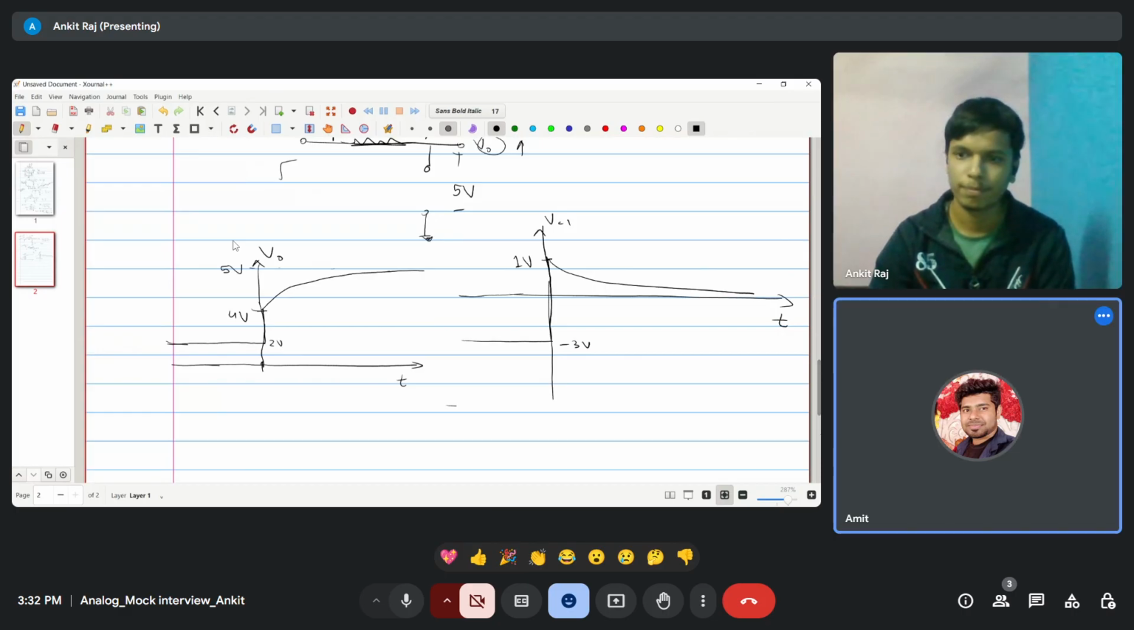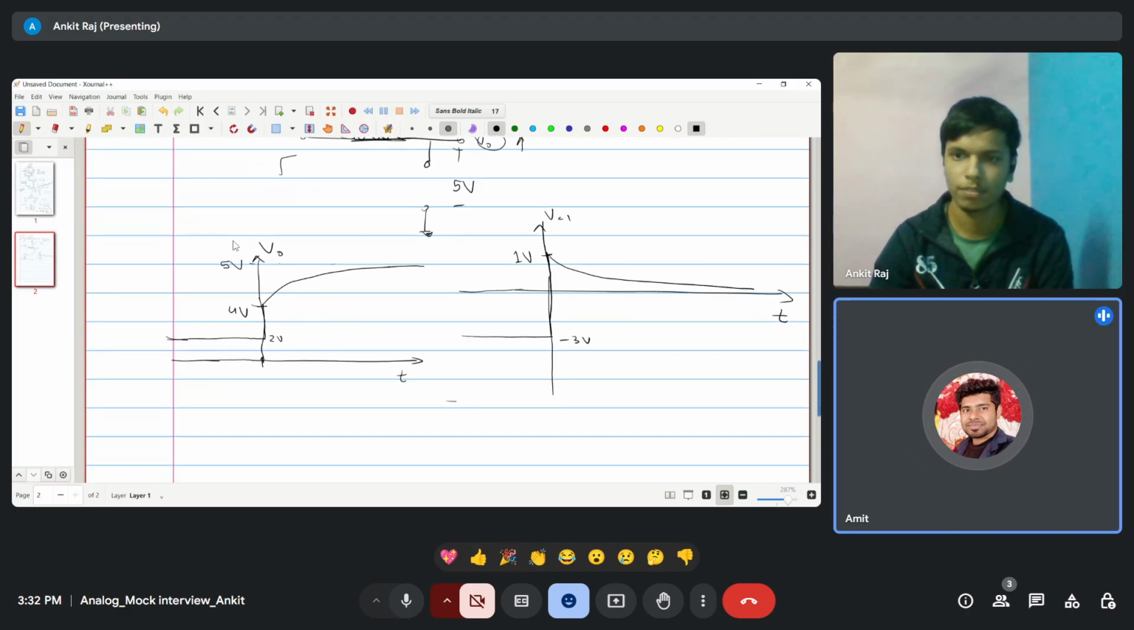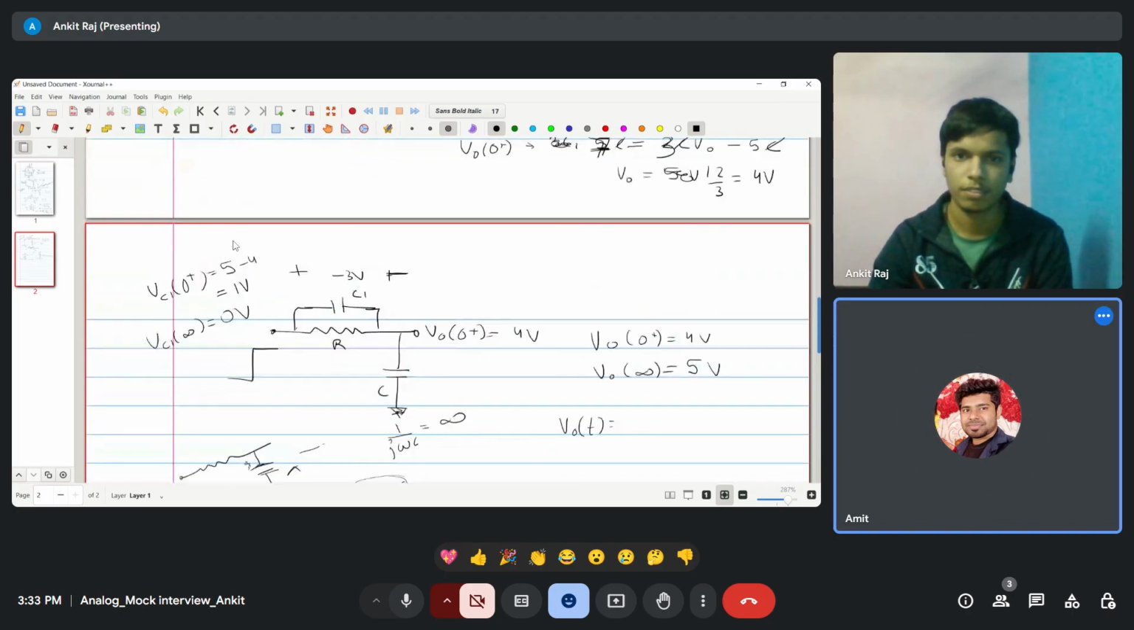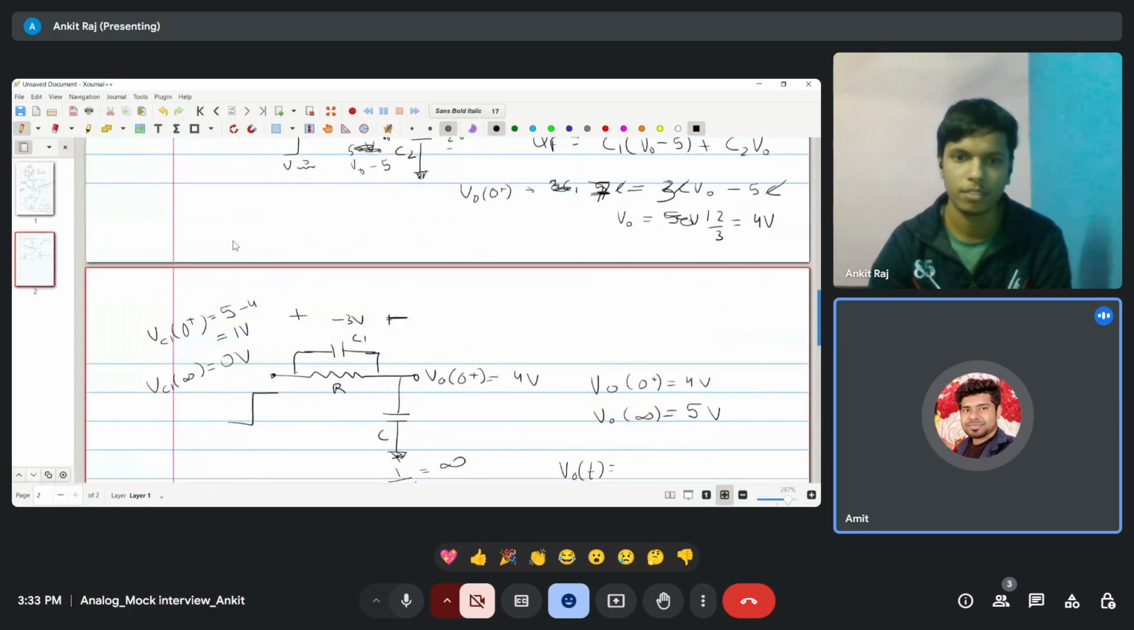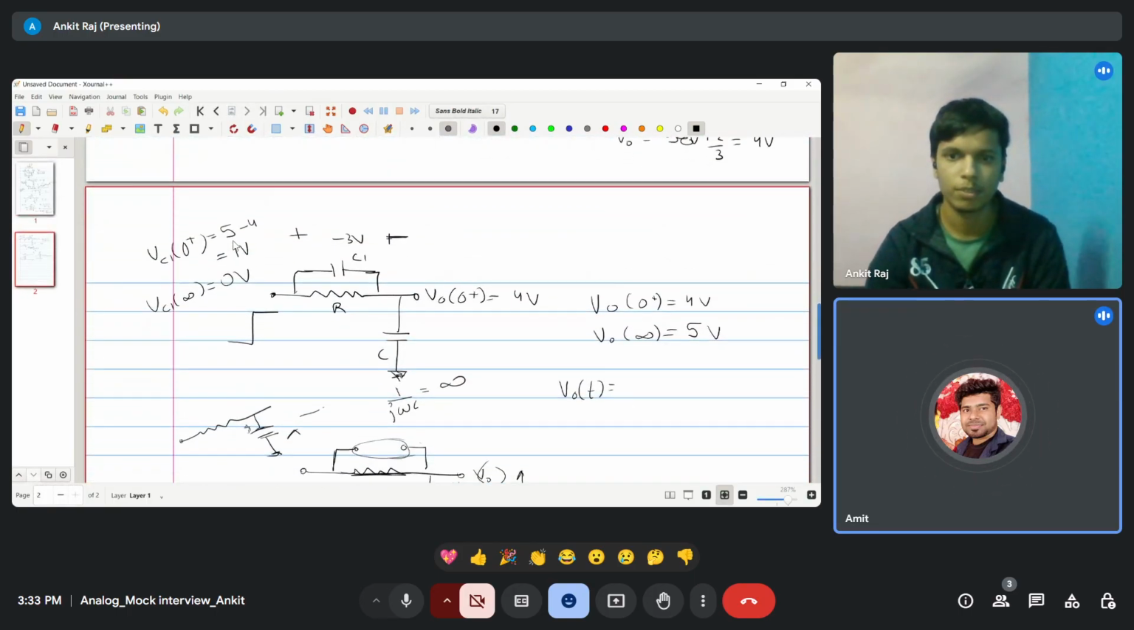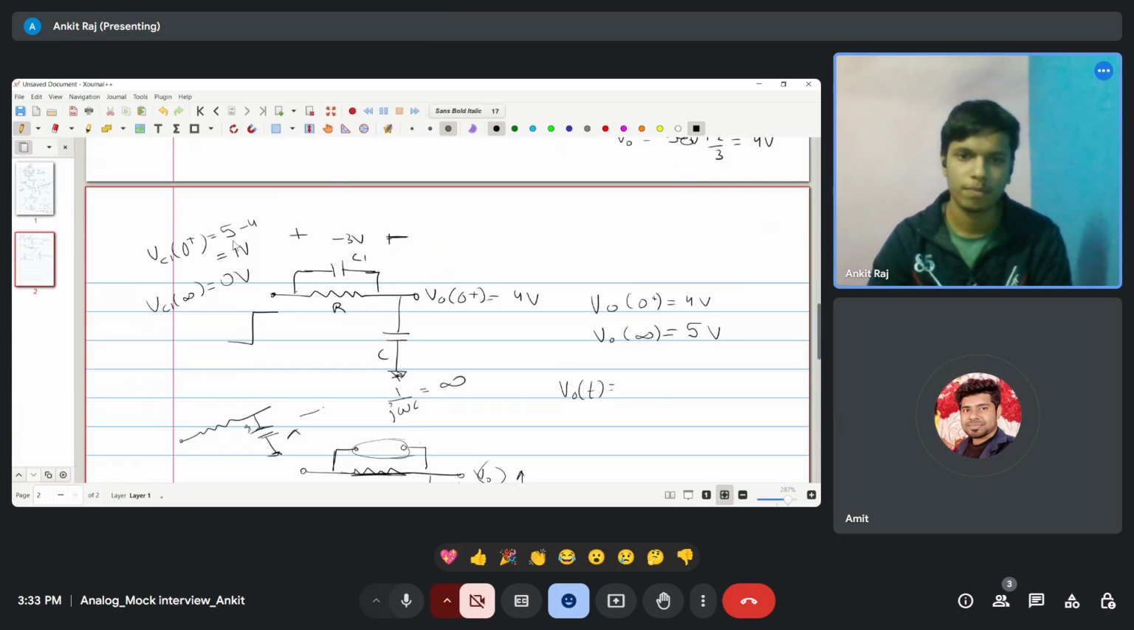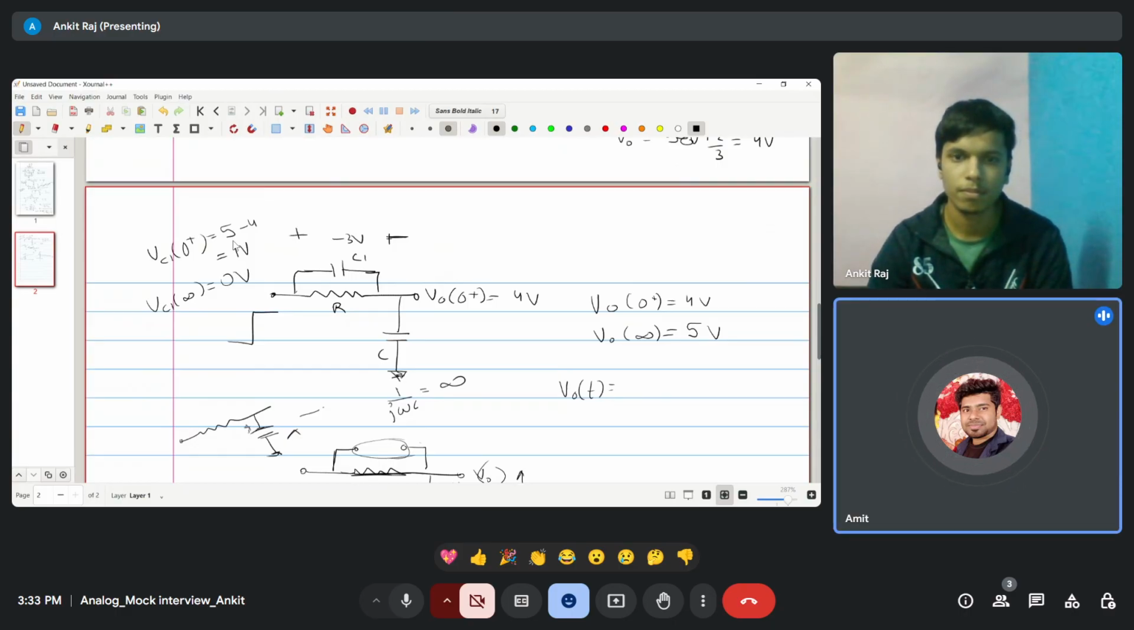Nice. Let me verify from my side as well. So it is minus 1 volt? Previously it was minus 3 volt, and your V output reaches 4 volt, and V in at t equals 0 plus is 5 volt. So VC1 is 1 volt. Correct.